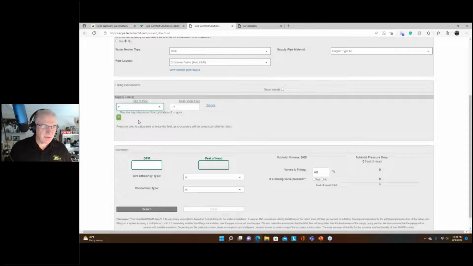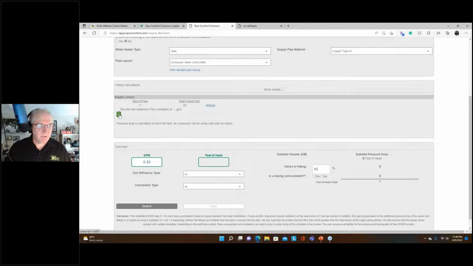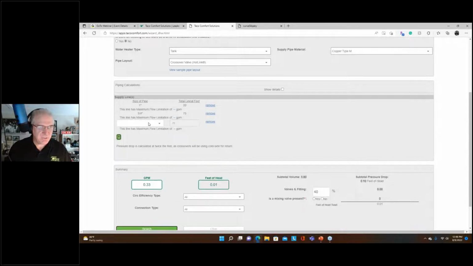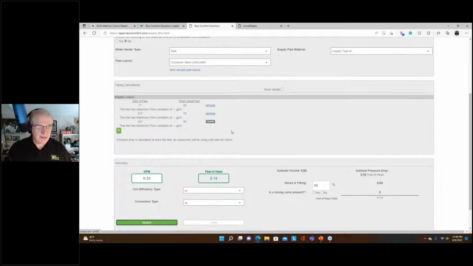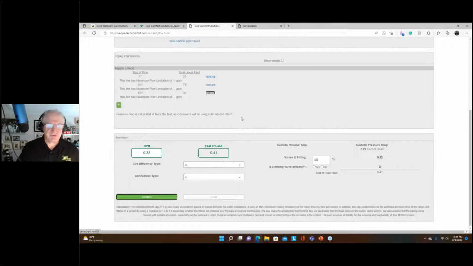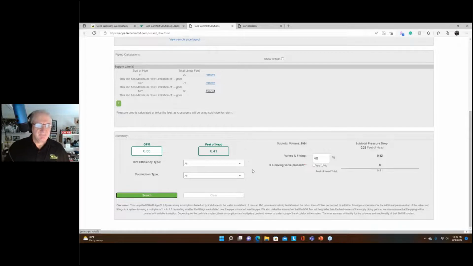So again, let's take a look at 1 inch, and let's do 20 feet. Something very similar to what we had before. 3/4 inch, I think it was 75 feet. And then the 1/2 inch was, I think, 30 feet, if I'm not mistaken. So 30 feet. All right. So pressure drop calculation. Pressure drop is calculated with twice the feet at crossovers, which will be used for the cold side return. So this is easy.